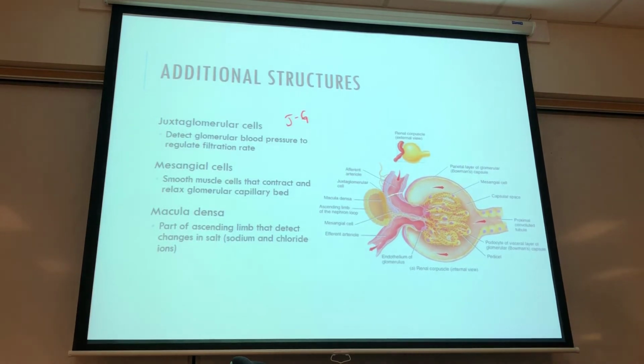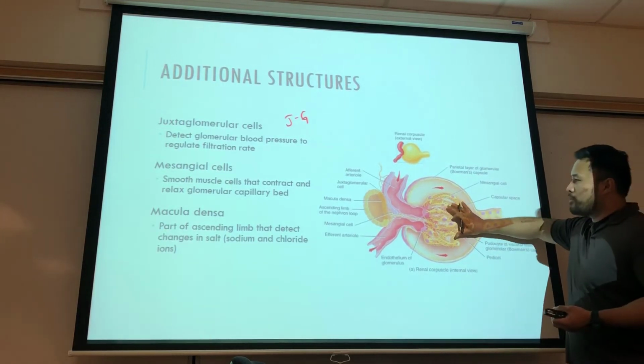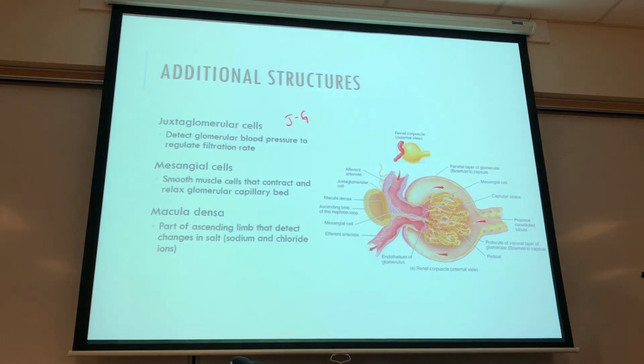So in this process, with these additional structures, this is our way of maintaining normal blood pressure and allowing normal filtration to take place. So the JG cells are present within the afferent arteriole. There are cells contained within the JG cells that detect pressure. So there are stretch receptors located within the smooth muscle surrounding the afferent arteriole. And I'll talk about that at the end of today's lecture.